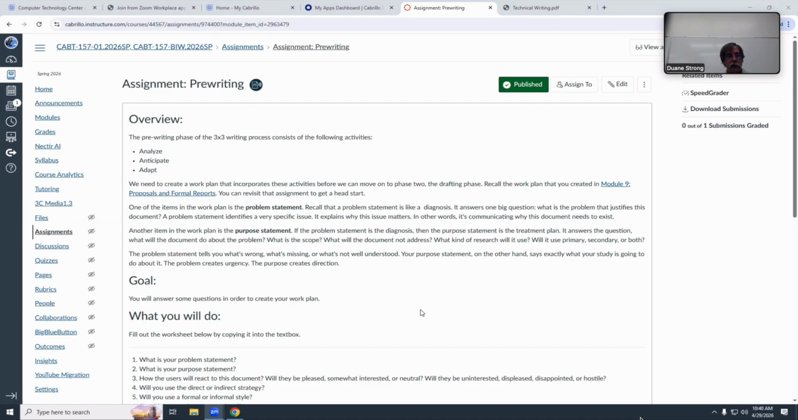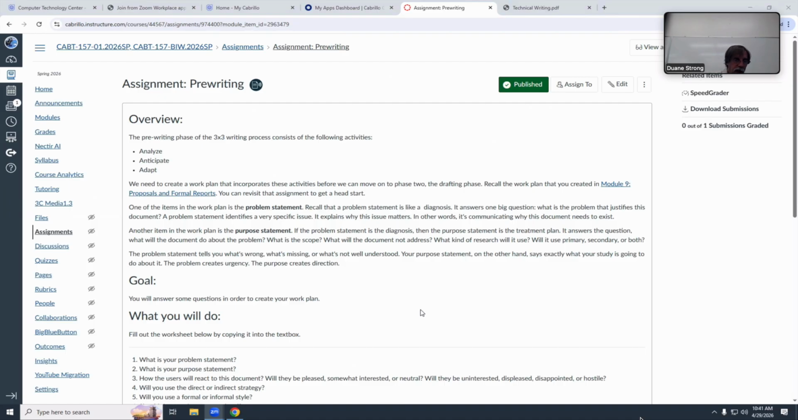Okay, so I already talked about the pre-writing phase when I was going over the reading. But here we're sort of focusing on it for this week's assignment. And as I already mentioned, the pre-writing phase consists of the activities analyze, anticipate, and adapt. And what we're going to do for the analysis phase is create that work plan, but you already did it. You already did it when you did module 9. Here's a link to the module 9 proposals and formal reports where you did a work plan about this exact topic. So you might want to go back and find that and start with that.